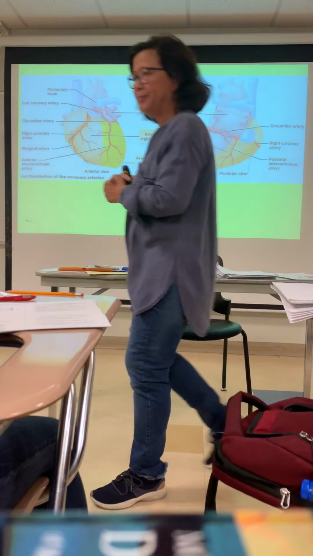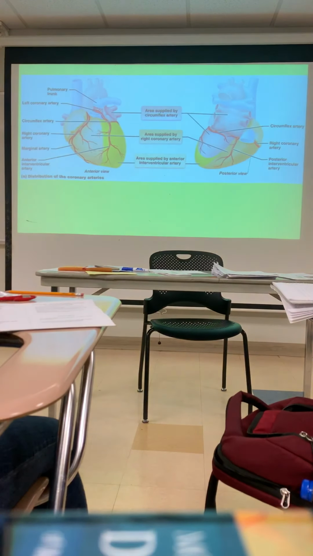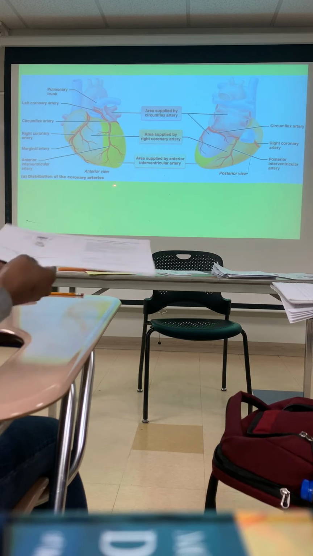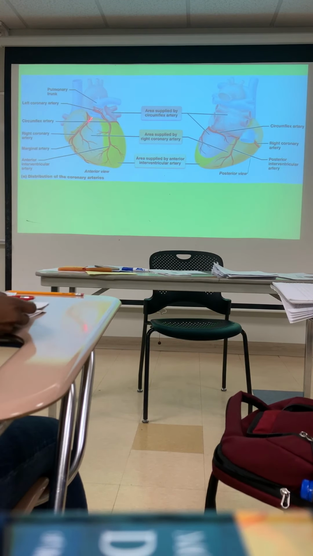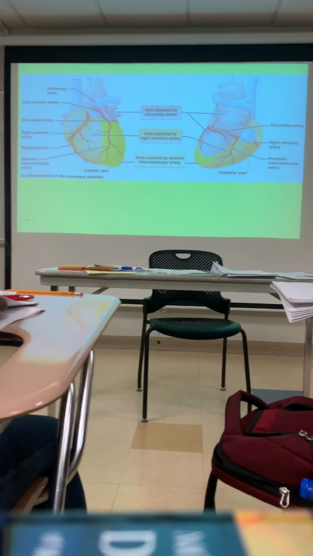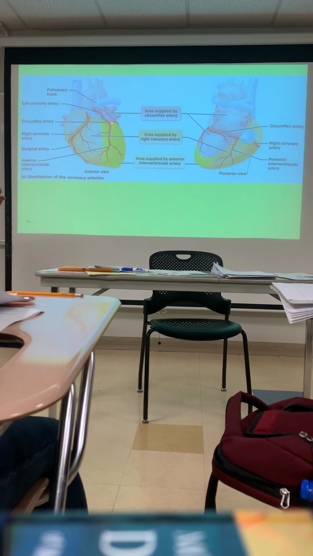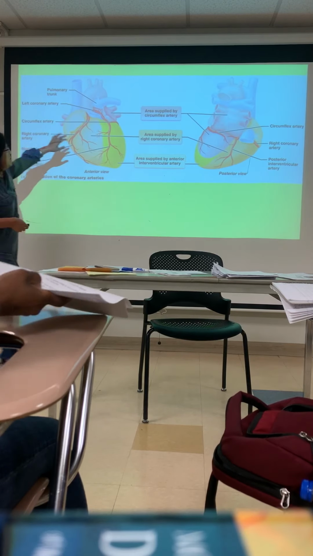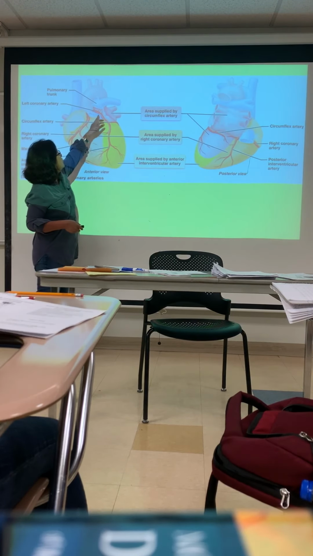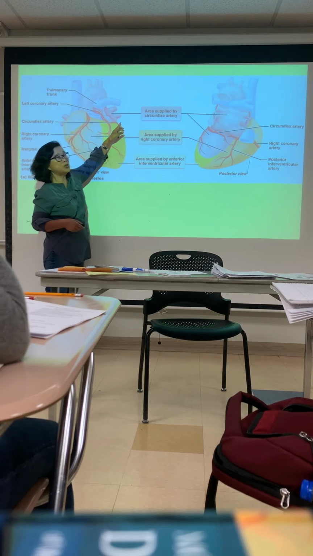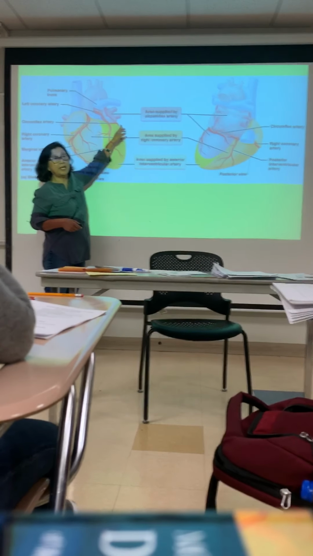There's a drawing. This is anterior view. This is the right coronary. This is the left coronary. And this is the posterior view. Okay. The posterior view shows the circumflex artery there, so it will arise from the left coronary. If this is your left coronary artery, somewhere here it will go posterior to become circumflex.